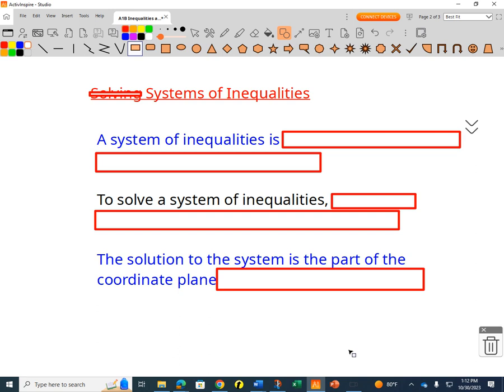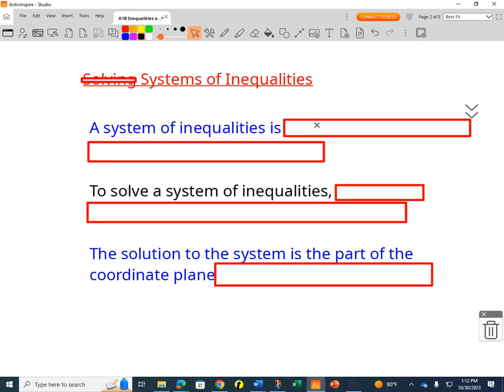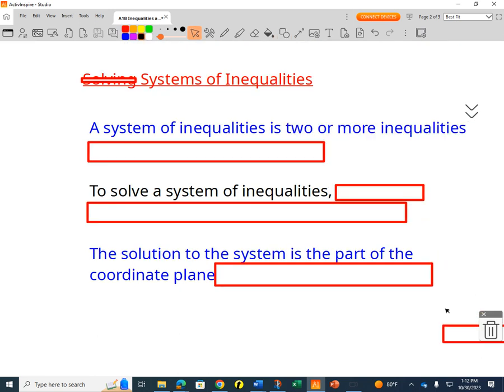Two or more inequalities with the same variables. Just like a system of equations, there's two or more equations with the same variable. If the same variable is x or y, y or z, b or c, whatever they are, that means it would have the same value in both inequalities. So a system of inequalities is two or more inequalities which have the same variables.